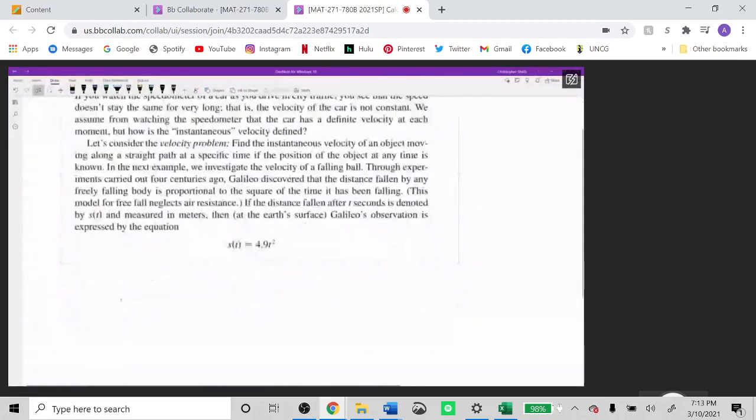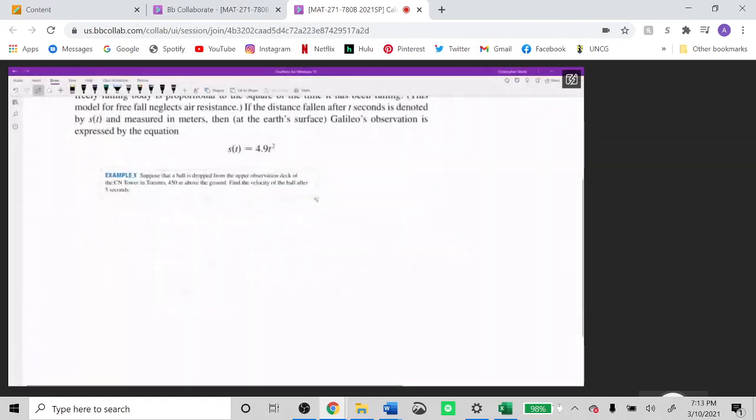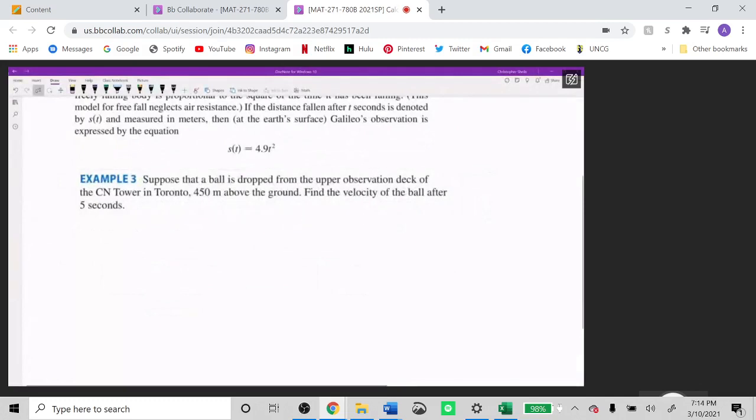Let's look at this example. Suppose that a ball is dropped from the upper observation deck of the CN Tower in Toronto, 450 meters above the ground. Find the velocity of the ball after 5 seconds. So, the difficulty here of finding the velocity of the ball lies in the fact that we're dealing with a single instant of time. There's no time interval here.